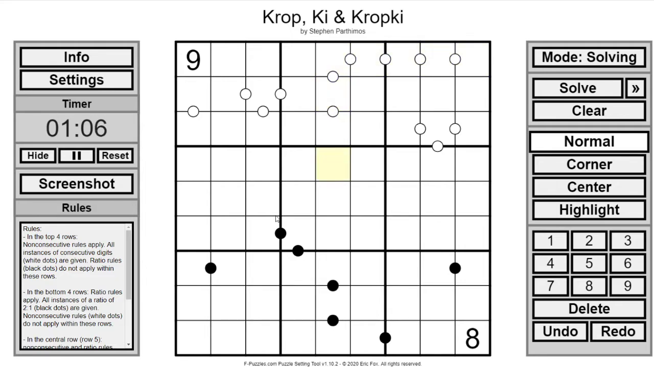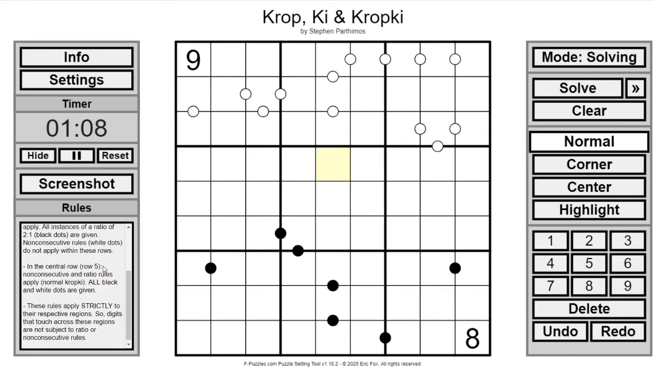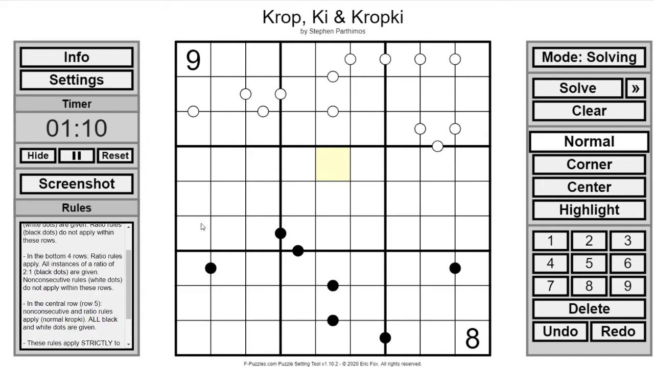And then in the bottom four rows, ratio rules apply. All instances of a ratio are given. Non-consecutive rules do not apply, so you could have 1 next to a 2, and that would be fine for this area. Ratio rules is basically like 1 into 2, 2 into 4, 4 into 8, 3 into 6. And I think those are all the ways you can satisfy that.